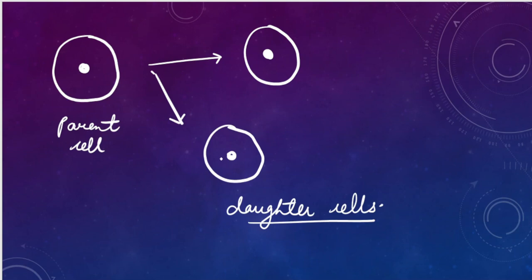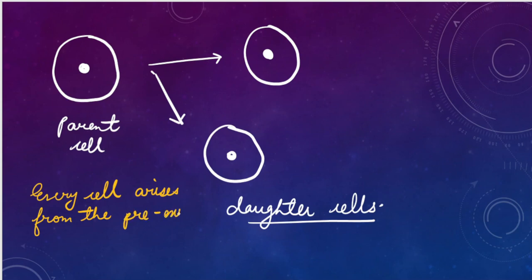We can say according to cell theory that every cell arises from the pre-existing cell. Correct? Can we say this?